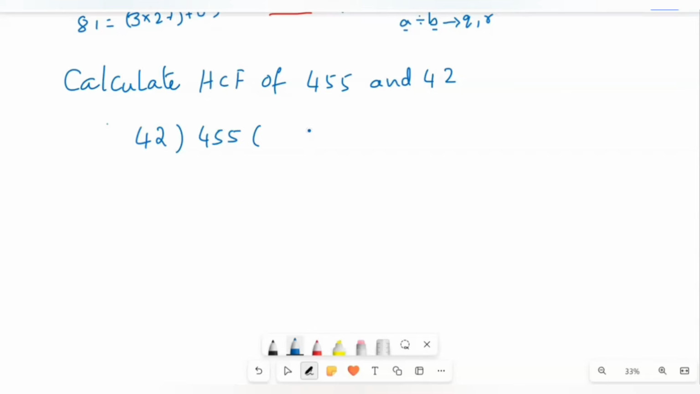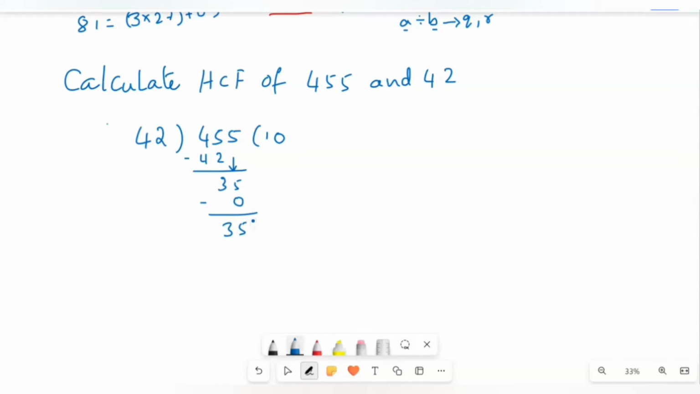Okay, let us see first. 42 times 1 gives you 42. Subtract, 3 gives 5, 35. So 35 is the remainder. 42 times 0 is 0, smaller than 42. So I'm taking 0, and 35 is the remainder.